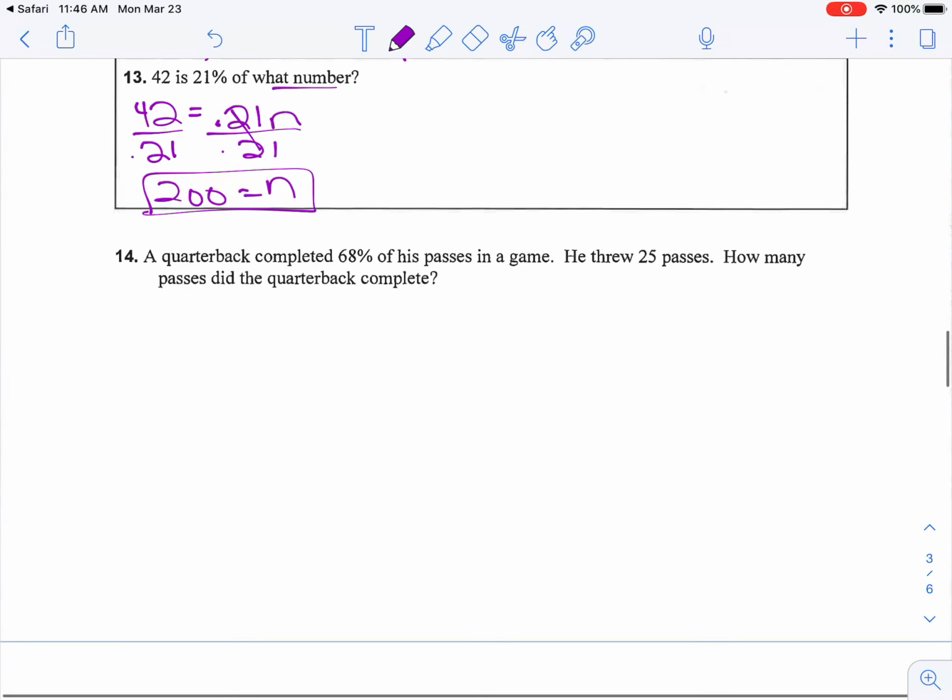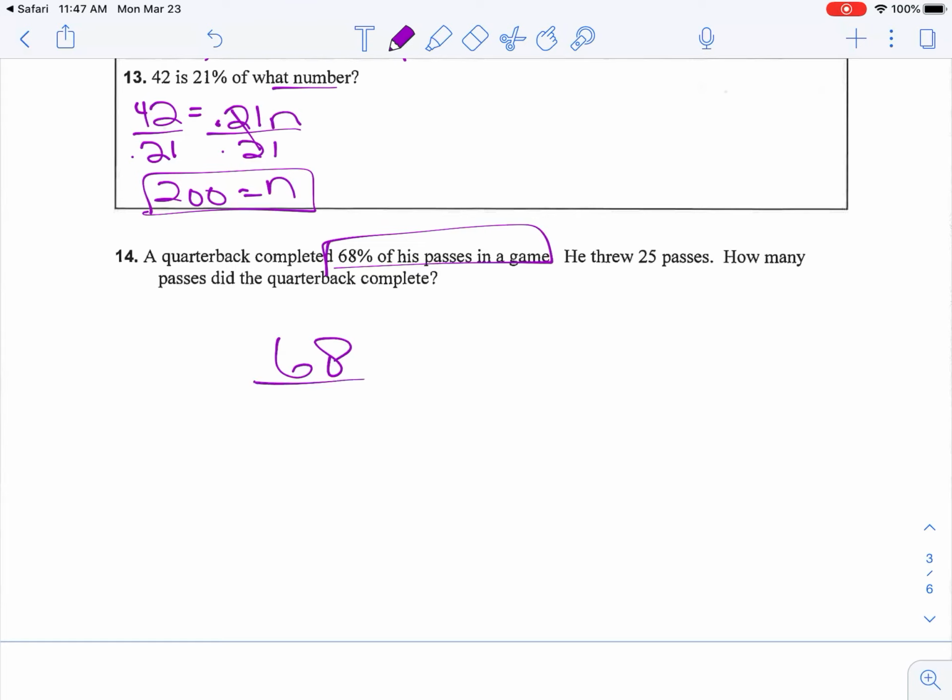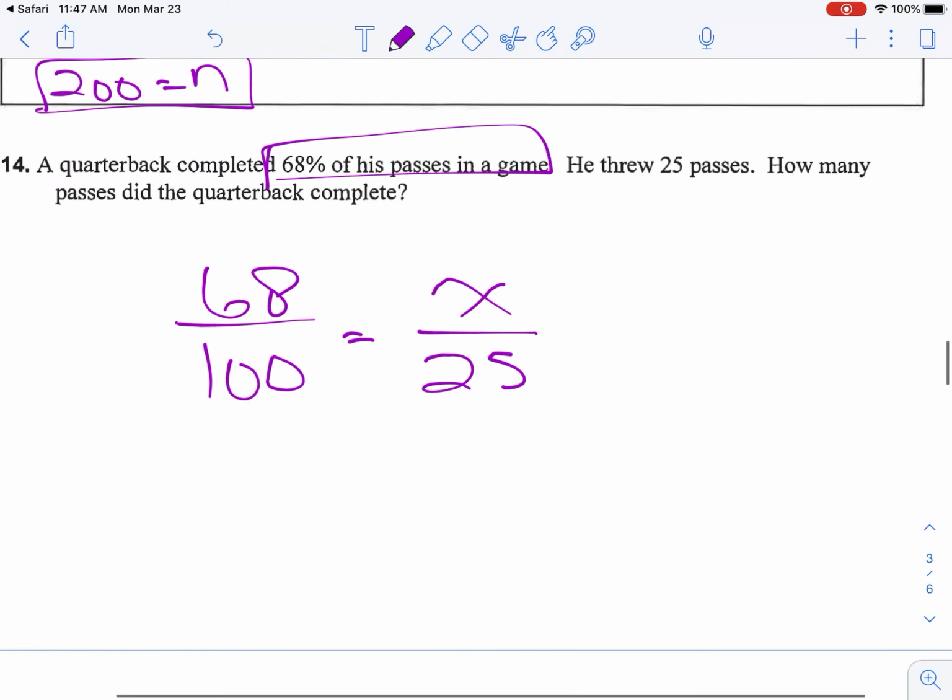Okay. And number 14, a quarterback completed 68% of his passes. 68% we can write like this. He threw 25 passes. That would be the whole. How many did he complete? How many out of 25 did he complete? You can do this as a proportion or an equation, whichever you prefer.